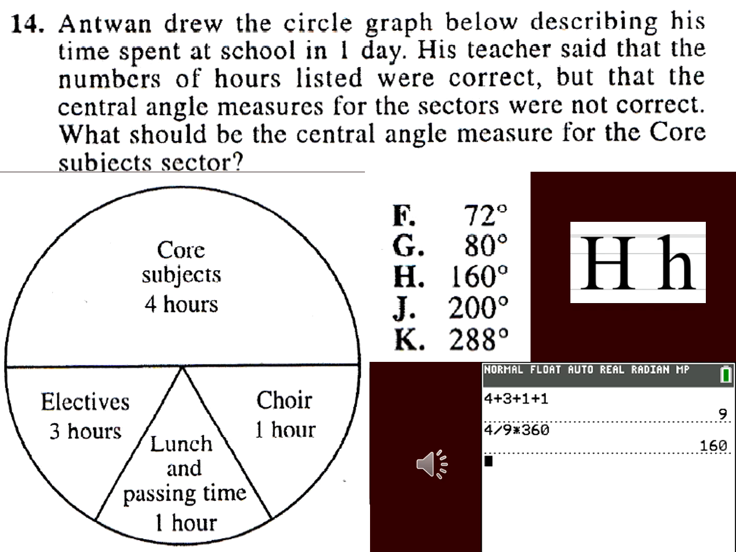It actually turns out that the angles at the bottom are actually further off than core subjects is, because like electives looks to be the same size as lunch, and it should be 3 times as much. But what we have here is 4 nights times 360, that is 160.